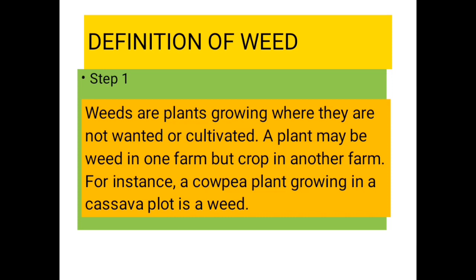A plant may be a weed in one farm but a crop in another. That's what I tried explaining just now. There can be a weed in one farm, and then there can be a crop in another farm. For instance, a cowpea plant growing in a cassava plot is a weed. Are we understanding now? All right, so let's move.